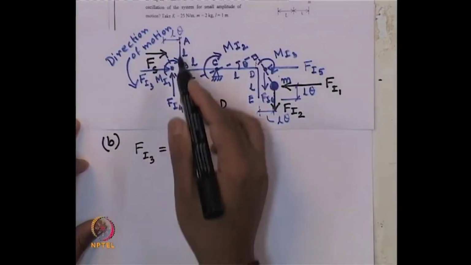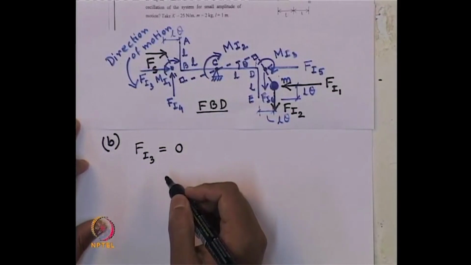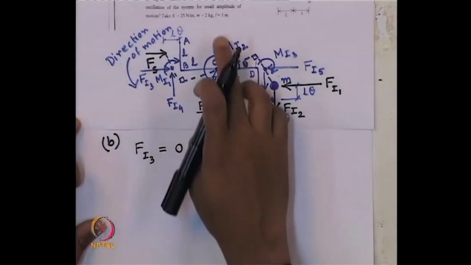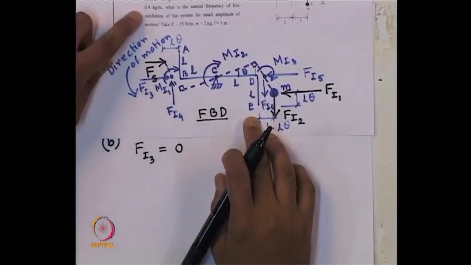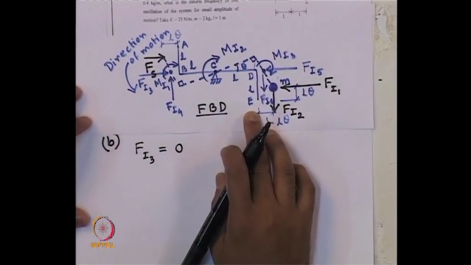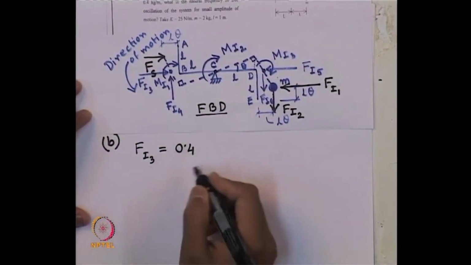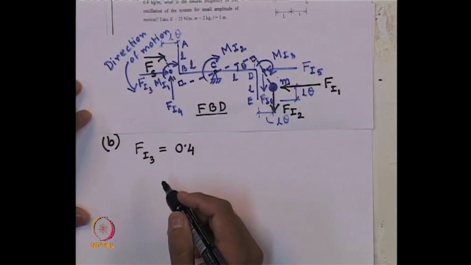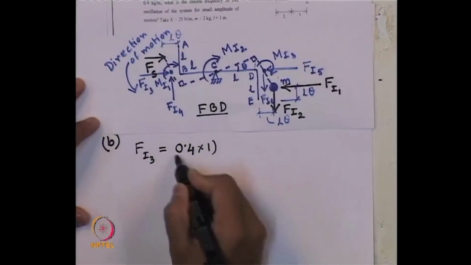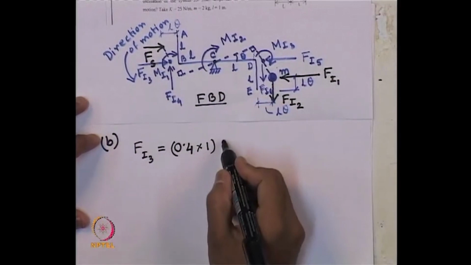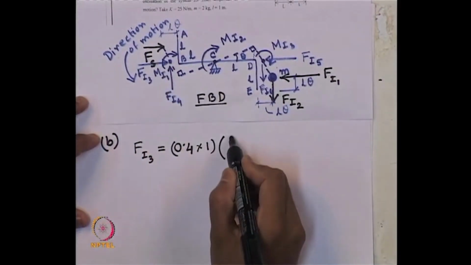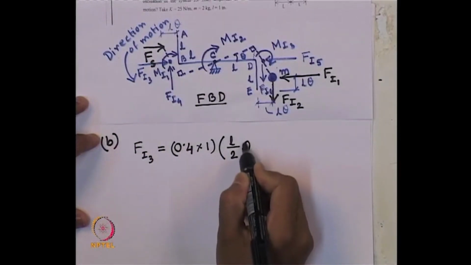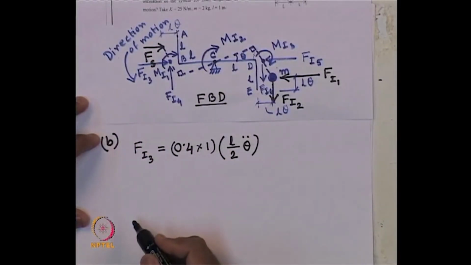Now, what is the mass of this segment AB? The length L is given as 1 meter, and the mass per meter length is given as 0.4 kg per meter. So, the total mass is 0.4 kg times 1, I will write for clarity. Mass times acceleration. How much is the horizontal acceleration? We have found out L by 2 theta double dot is the acceleration in the horizontal direction.